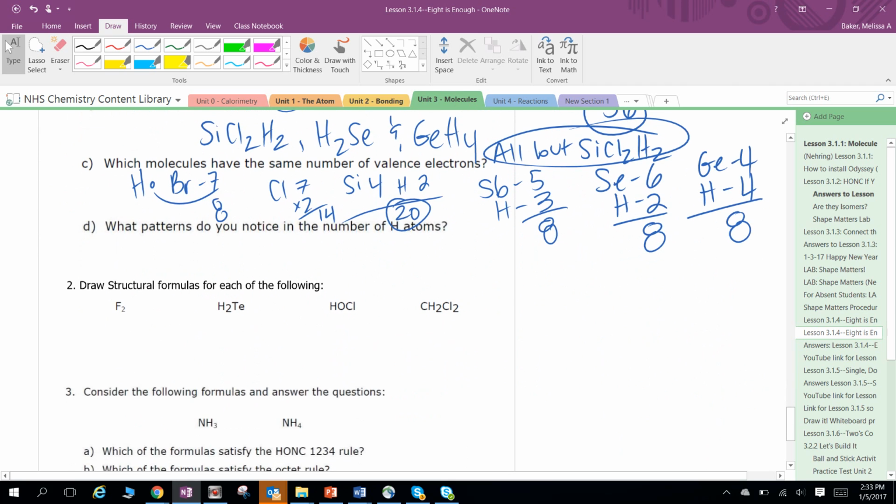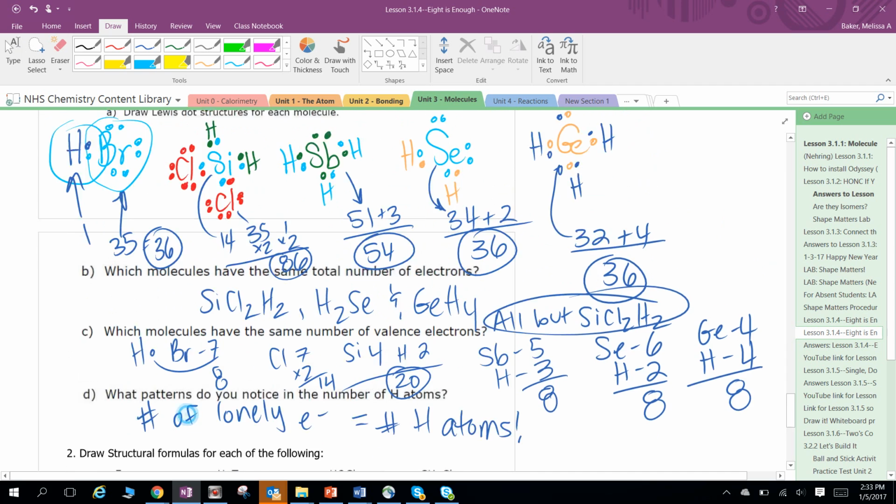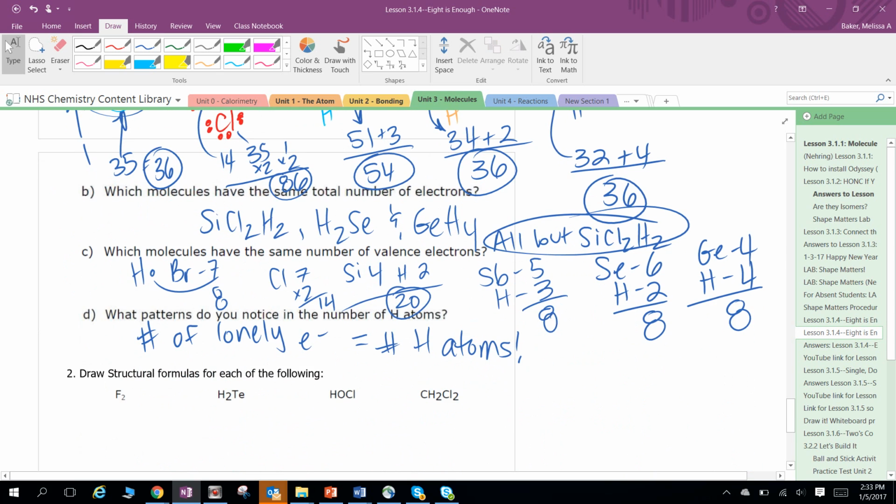What patterns do you notice in the number of H atoms? Well, the number of lonely electrons seems to equal the number of H atoms with all of the examples except one. Like if we go back, bromine had one lonely electron, so it has one hydrogen. Sb had 3 lonely electrons, so it gets 3 hydrogens. Selenium had 2 lonely electrons, and Ge had 4 lonely electrons.